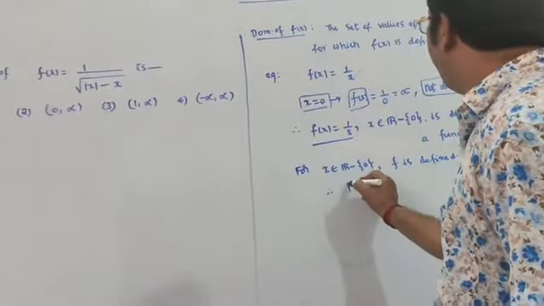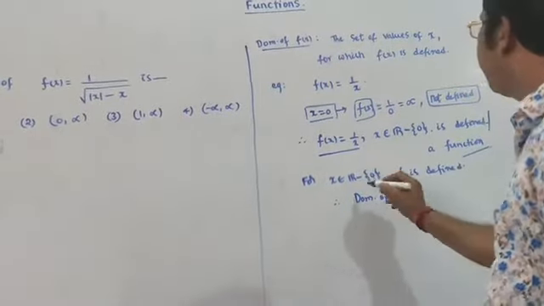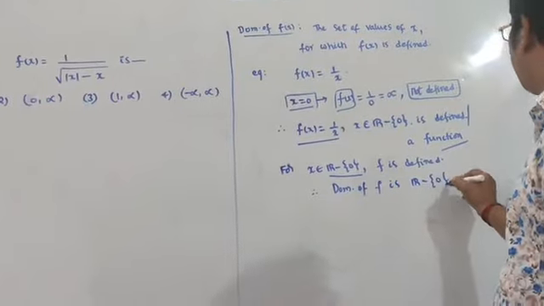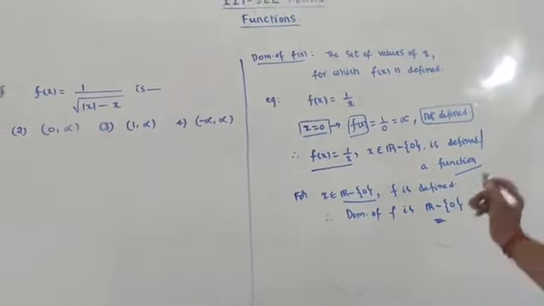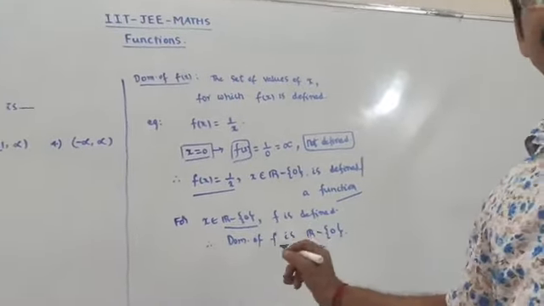Therefore, domain of f of x is capital R minus 0. This value means the set except 0. This is the domain, and this is the procedure of finding the domain of the given function.